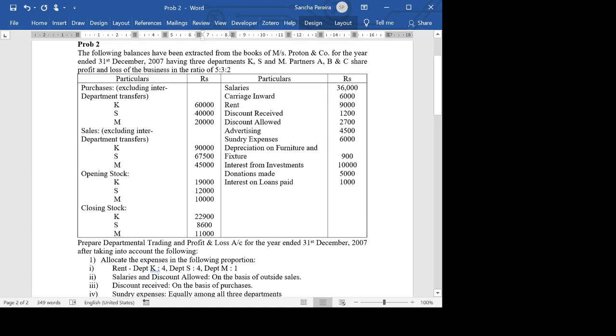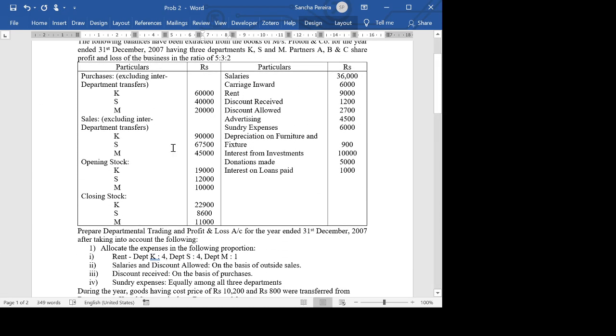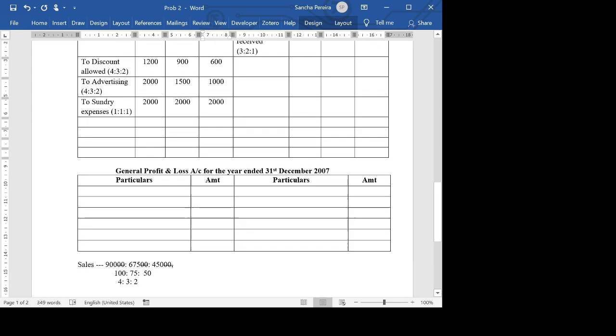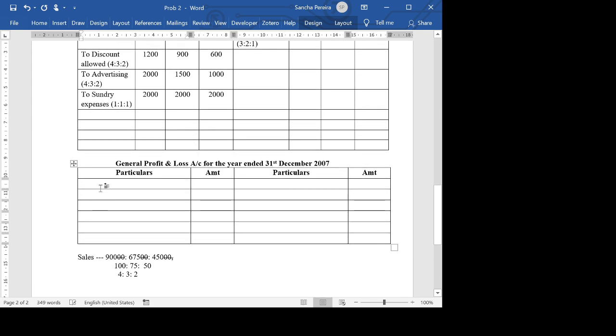And then we have depreciation. Now all these go to the general profit and loss account. So depreciation, I will show in the general profit and loss account. To depreciation on furniture, and the amount of depreciation is 900.